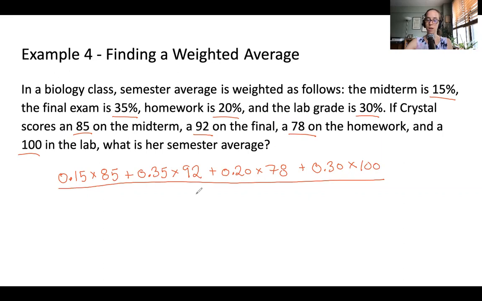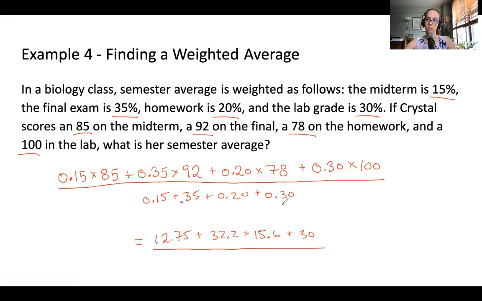Finally, we are going to divide by the sum of the weights. So we're going to add up 15% plus 35% plus 20% plus 30%. This works out to be, and you should give this a try and make sure you get the same answers as I do, 12.75 plus 32.2 plus 15.6 plus 30, divided by 1, which makes sense because the weights need to add up to 100%. And so we got 90.55%, which we'd probably round to a whole percentage, 91% in the class.